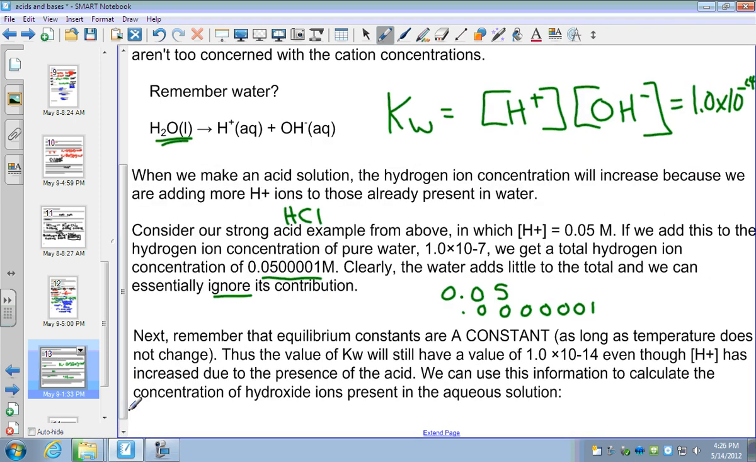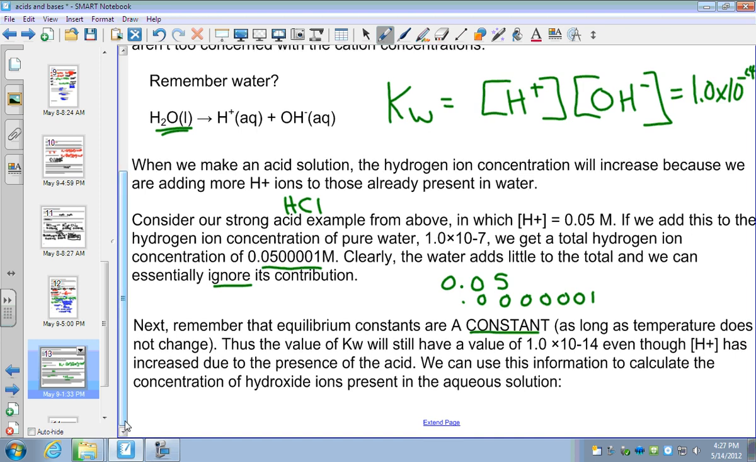Next, remember that equilibrium constants are a constant as long as temperature does not change. Thus, the value of Kw will still have a value of 1.0 times 10 to the minus 14 even though hydrogen ions has increased due to the presence of the acid. We can use this information to calculate the concentration of hydroxide ions present in the aqueous solution. Okay, and that's what we're going to do right here.